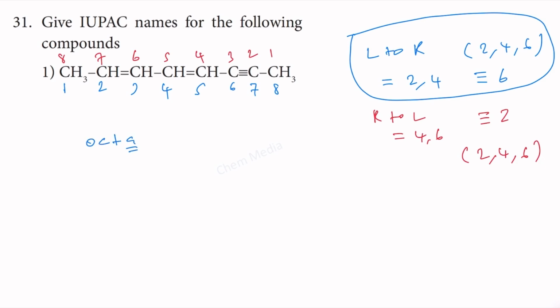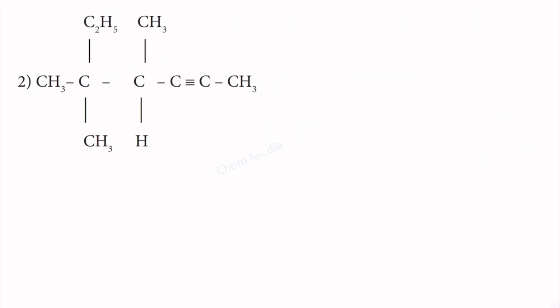The reason we put the A here is because we have an alkadiene plus alkyne. So, whenever you have an alkadiene, for better phonetics, we put the A. Octa 2, 4 diene 6-yne. That is the correct IUPAC name for this molecule. Here is our next example.